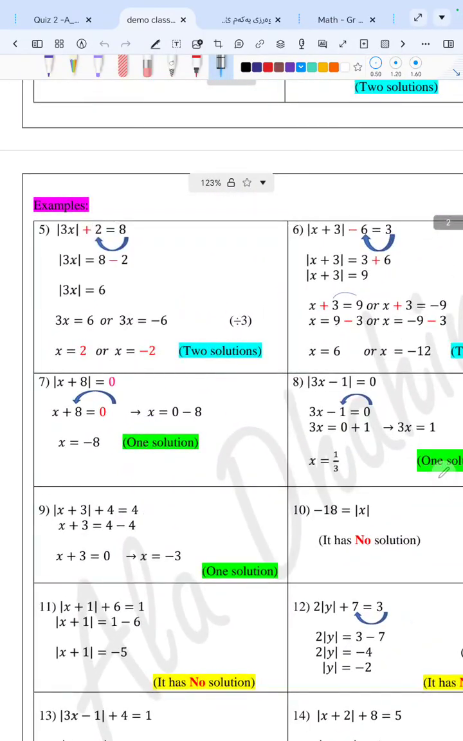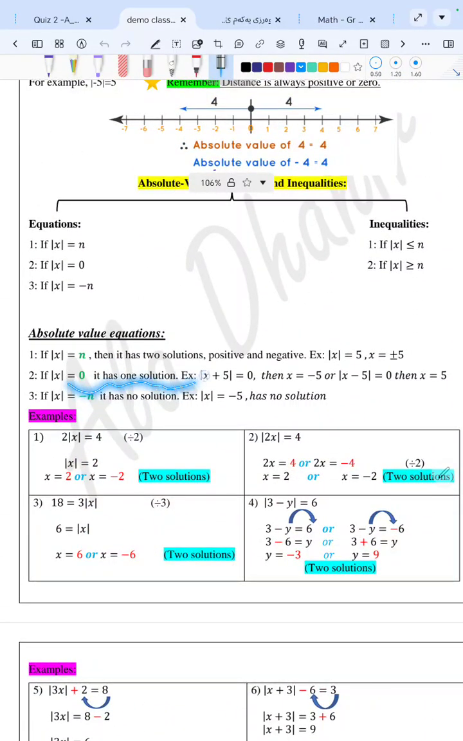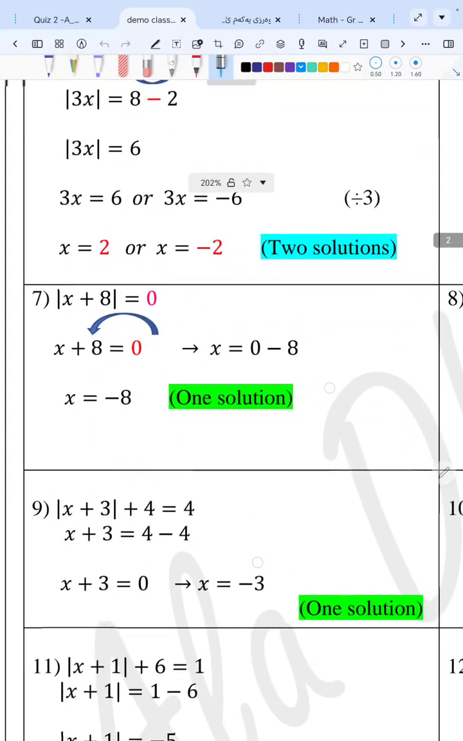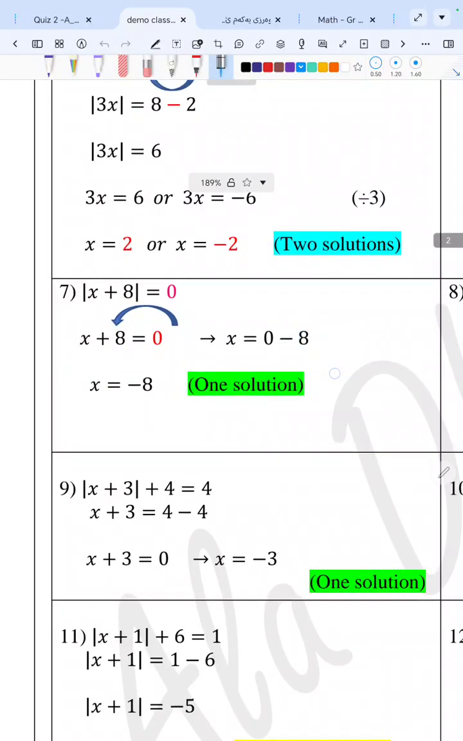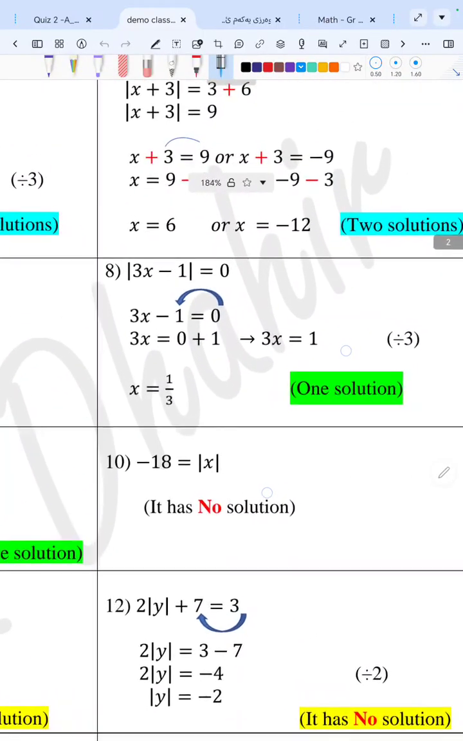If it equals 0, let's see. If the absolute value of x plus 8 equals 0, as I told you, if it equals 0, it has only one solution. Let's see. Take out x plus 8 from inside the absolute value, it equals 0. Move 8 to the other side. x equals negative 8. Okay? It has one solution. How do you know? Because you have 0. It equals 0.